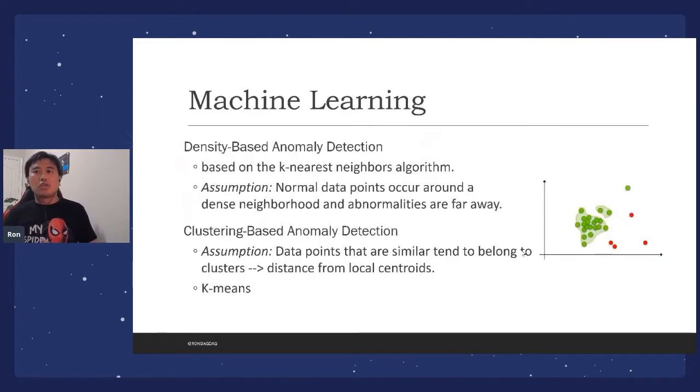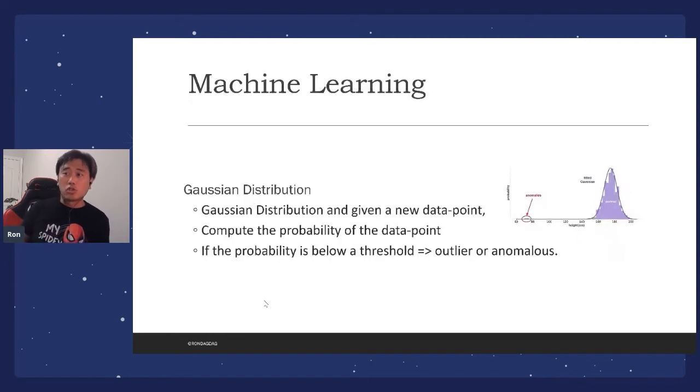All right. So with machine learning, anomaly detection could be density based. That's when we talk about K nearest neighbor, where it's around the data, right? It could be clustering based. That's when we talk about K means, where similar points tend to belong to certain clusters. It could also be Gaussian, where if a point is outside of the distribution, most likely that is an anomaly.